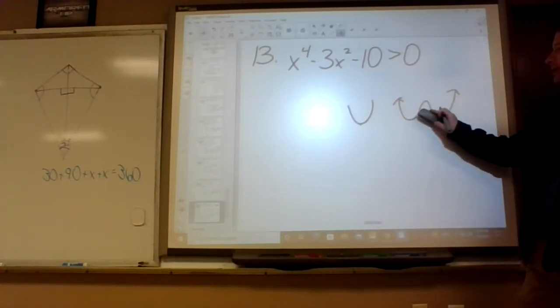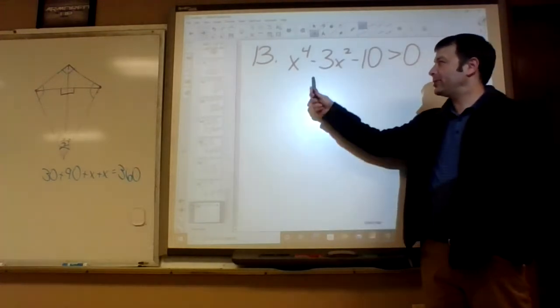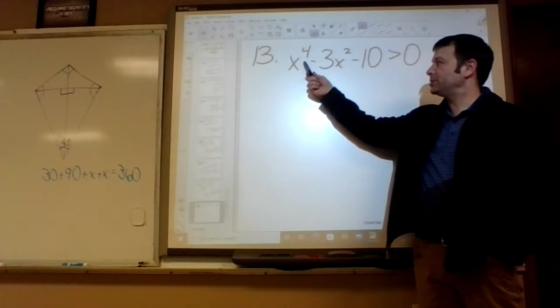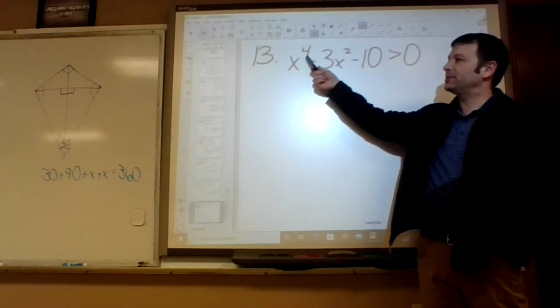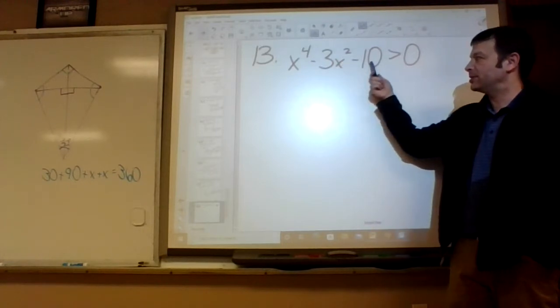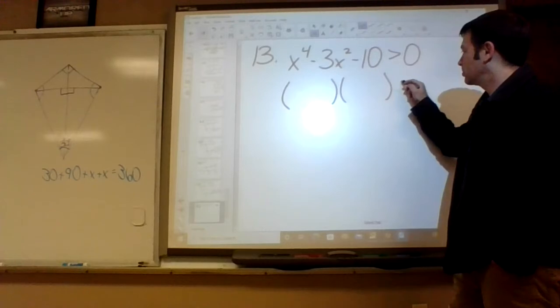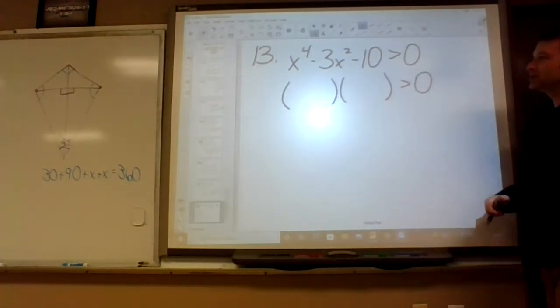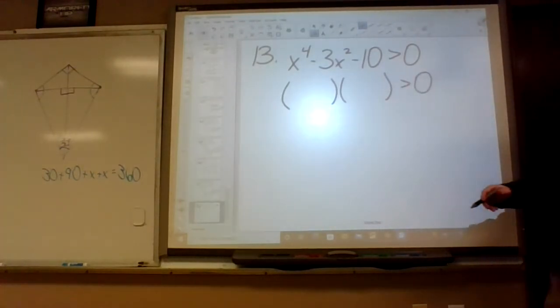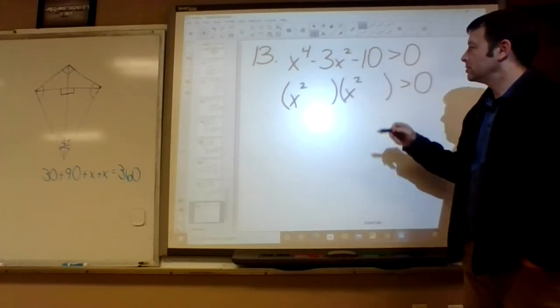But this is not a quadratic function, but it is in quadratic form. Instead of x squared and a number, it's x to the fourth, x squared, and a number. So we can still factor it like kind of normal. So guess what's going to go on the front? x squared.